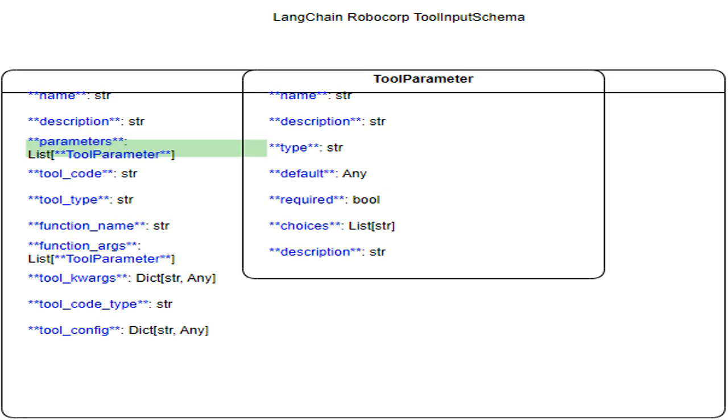Tool parameter. Tool input schema. Output: tool parameter objects provide their definitions to tool input schema. Tool input schema defines the overall structure of a tool's input, while tool parameter objects specify individual parameter details. The relationships between these components determine how the tool interacts with its input.